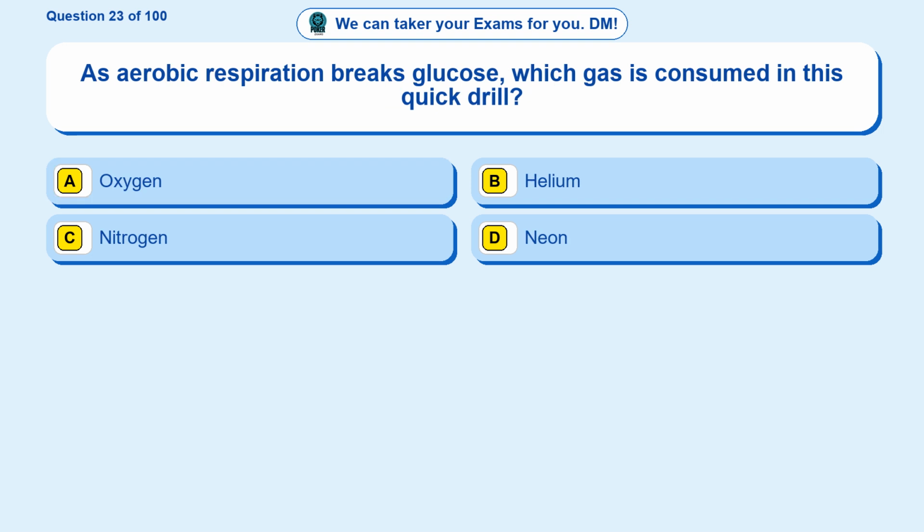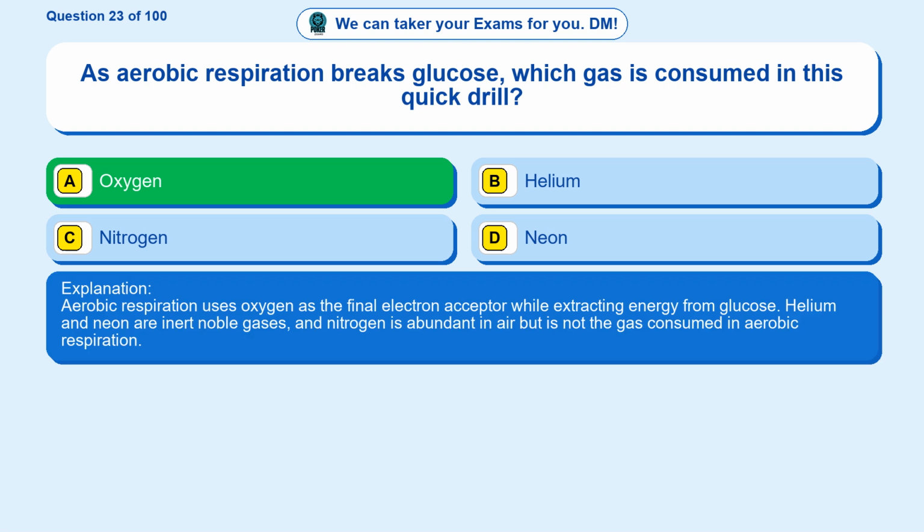Question 23. As aerobic respiration breaks glucose, which gas is consumed in this quick drill? Option A, oxygen. Option B, helium. Option C, nitrogen. Option D, neon. The correct answer is option A. Oxygen. Aerobic respiration uses oxygen as the final electron acceptor while extracting energy from glucose. Helium and neon are inert noble gases, and nitrogen is abundant in air but is not the gas consumed in aerobic respiration.